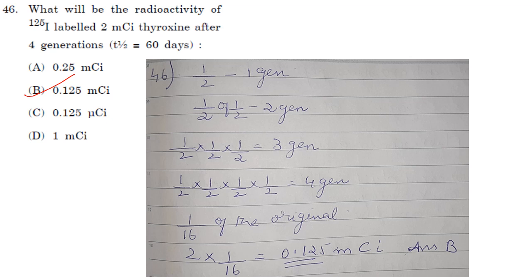Then, what will be the radioactivity of I-125 labeled thyroxine after 4 generations? T half is 60 days. Now forget about T half, it is just for confusion. So half of it will be in 1 generation. Half of this half will be 2nd generation, or half into half will be 2 generations. Then 3rd generation will be again half, then again half in the 4th generation. So it will be totaling half into half into half into half, that is 1 by 16 of the original. So 2 mCi times 1 by 16 will be 0.125 mCi. Answer will be option B.